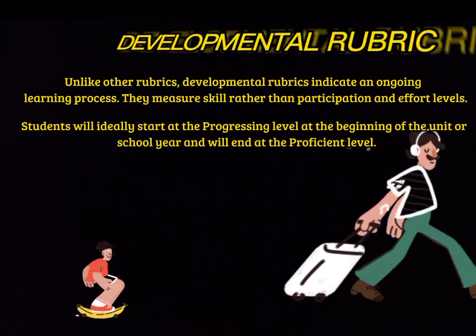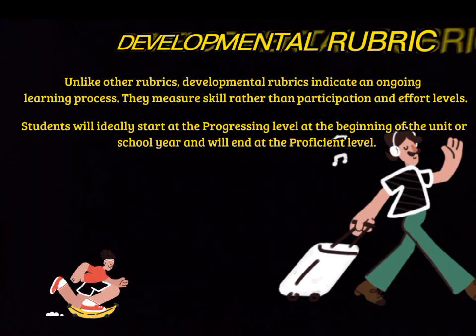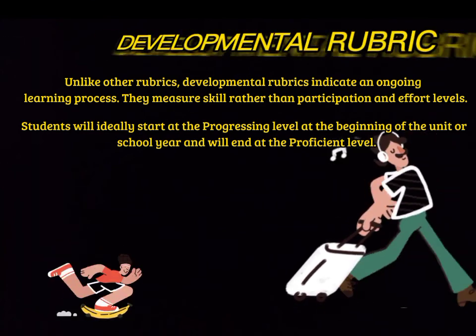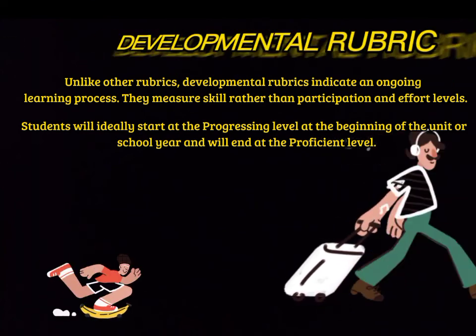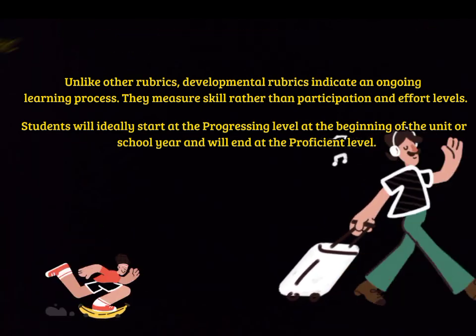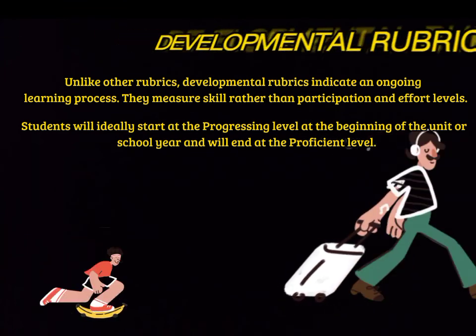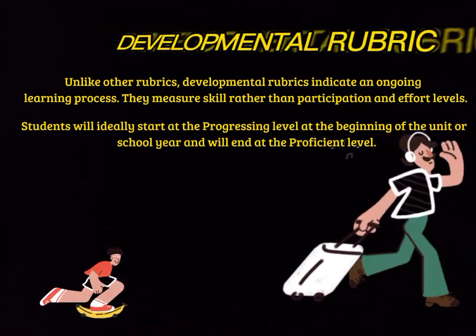Unlike the other rubrics, developmental rubrics indicate an ongoing learning process. They measure skill rather than participation and effort levels. Students will ideally start at the progressing level at the beginning of the unit or school year and will end at the proficient level.